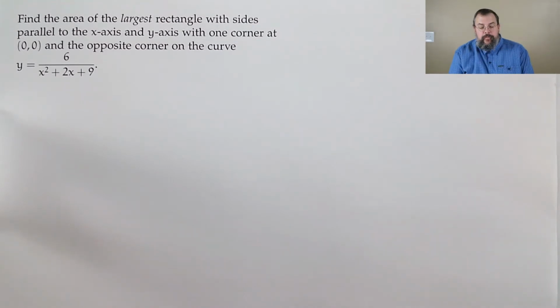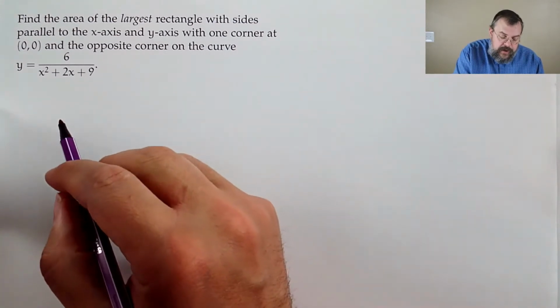Okay. On our next problem, find the area of the largest rectangle with sides parallel to the x-axis and y-axis, with one corner at (0, 0), and the opposite corner on the curve y equals 6 over x squared plus 2x plus 9. Now, you might be worried, is this denominator over 0? In other words, am I blowing up? And I'll go ahead and tell you right now the answer is no, and we'll get into that in just a second.